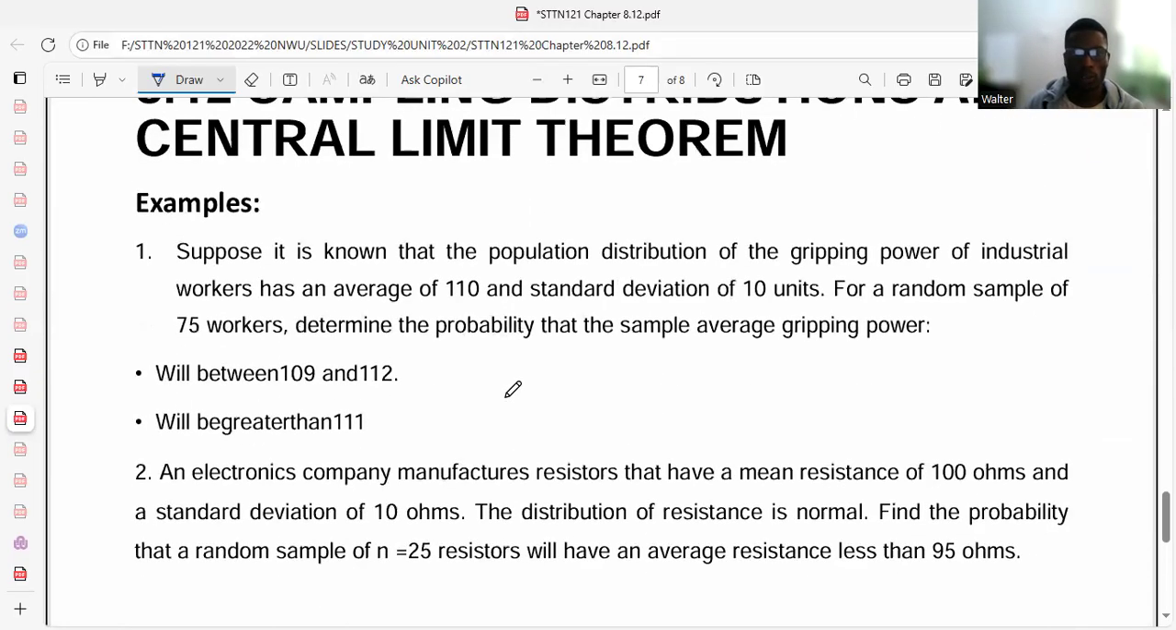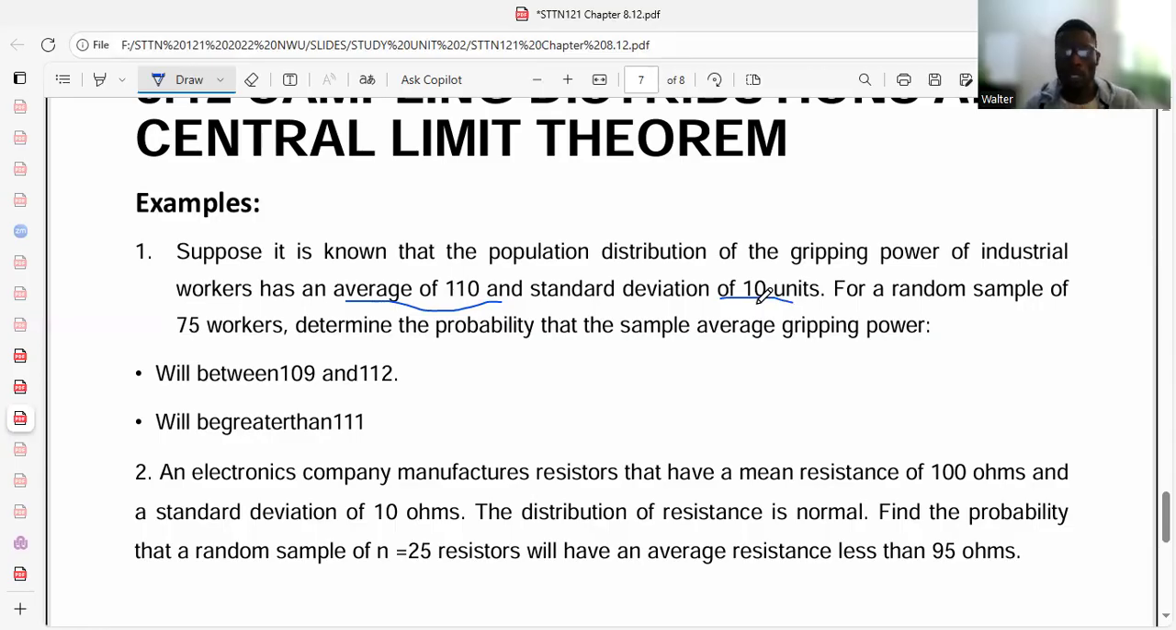Let's check if we are given the questions. Okay, now it says that suppose it is known that the population distribution of the gripping power of industrial workers has an average of 110. Remember, guys, if you're given a statement like this one, you use a pencil, try to find the keywords and the important words that will help you to calculate that probability. So the average is 110 and a standard deviation of 10.